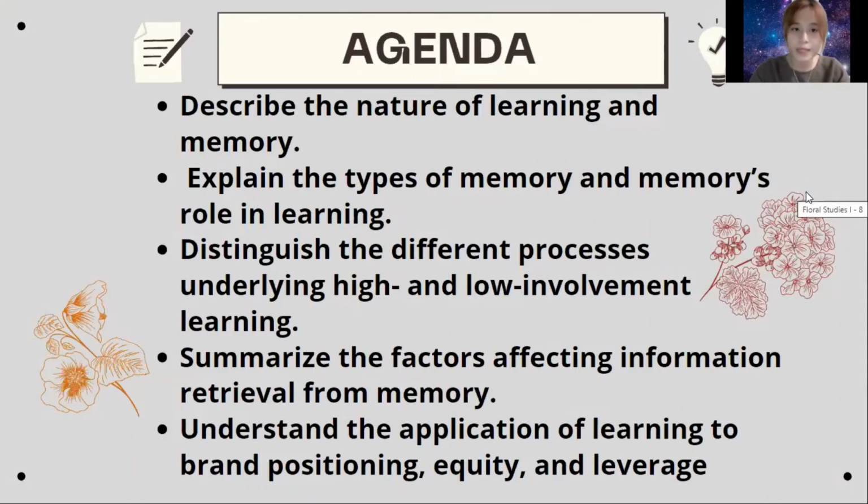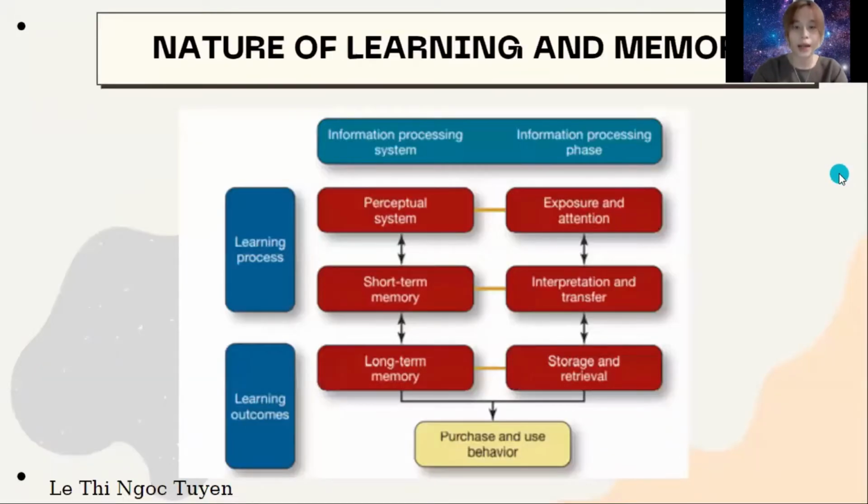Moving to our group agenda for this chapter, there are 5 learning outcomes that we will cover. That is, describe the nature of learning and memories, explain the types of memory and memories' role in learning, distinguish the different processes underlying high and low involvement learning, summarize the factors affecting information retrieval from memories, and understand the application of learning to brand positioning, equity, and leverage. So, moving to the first learning outcome, that is the nature of learning and memories.